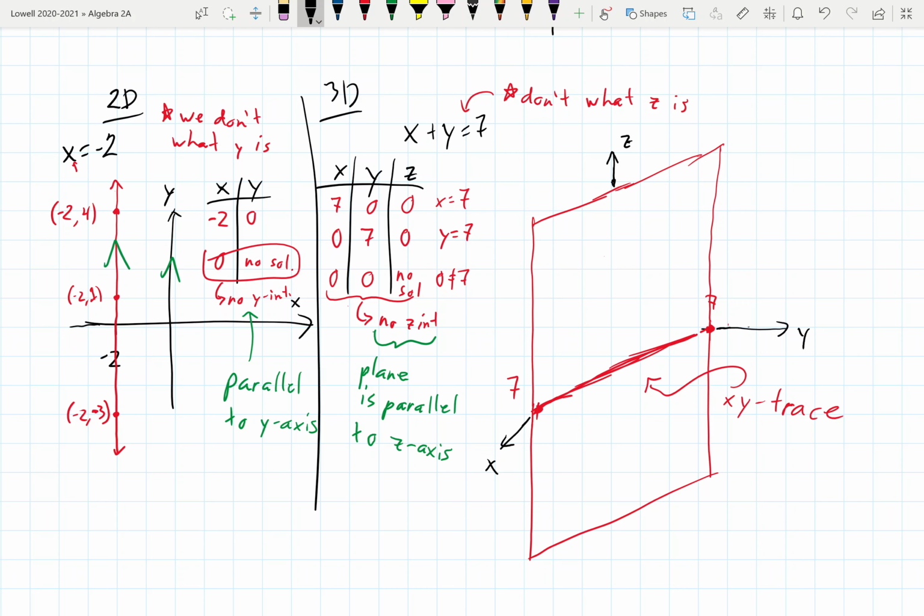It goes straight up and down, and when you draw it, you're going to have to draw it like a sheet of paper, because we can't draw it like a triangle, because a triangle means that it crosses all three axes, which this one does not. Hopefully this helps.